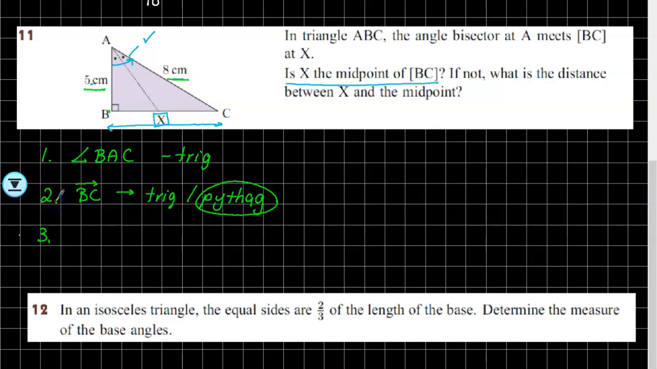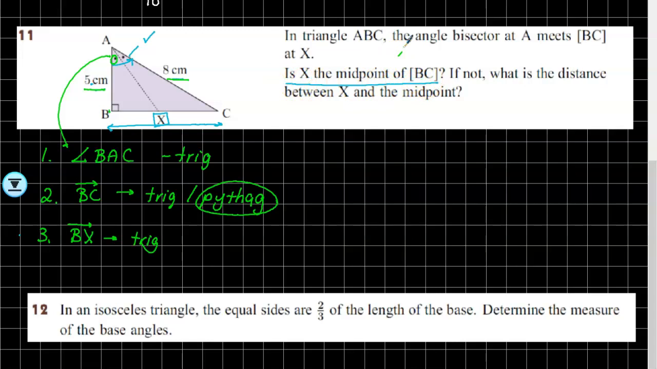Then you're going to find BX. You would have to use trig because you now have this angle from part 1. Agreed? So this was just 3 questions lobbed into one. But I'm more interested in how you're breaking this up and going, okay, what can I do? What are some of the things that I could find?